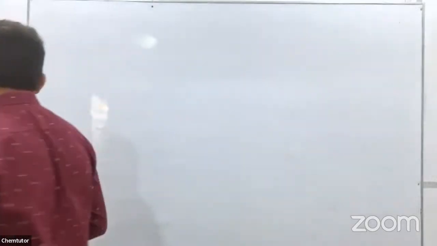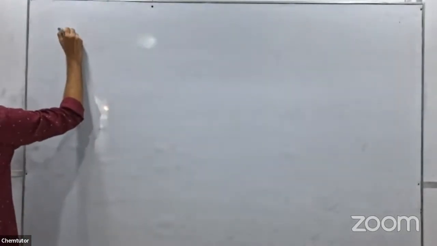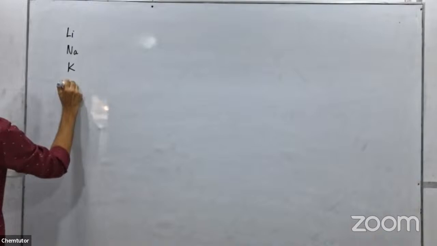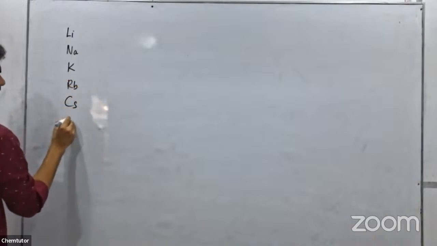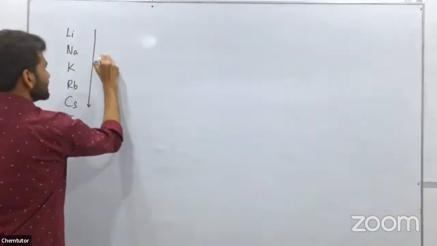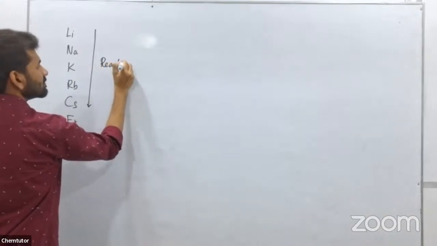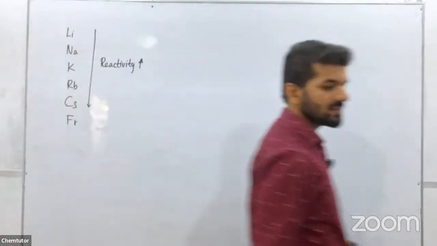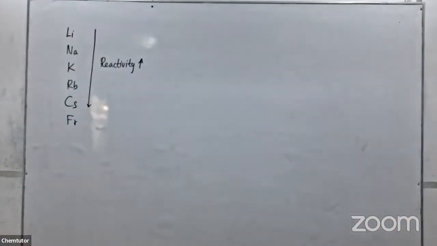Okay, so if we consider the group 1 metals, they are lithium, sodium, potassium, rubidium, cesium, and francium is there. We do not consider francium's reaction because it is a radioactive element, right? So once we go down the group, the reactivity increases. Now, this is the reactivity of group 1 elements with water.